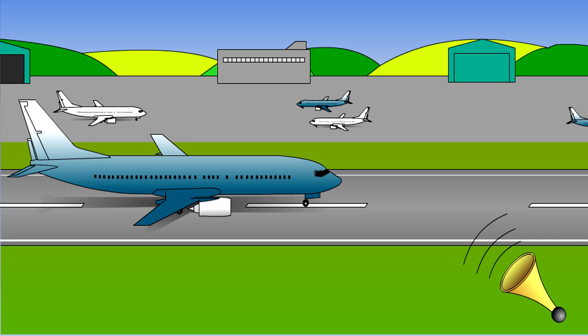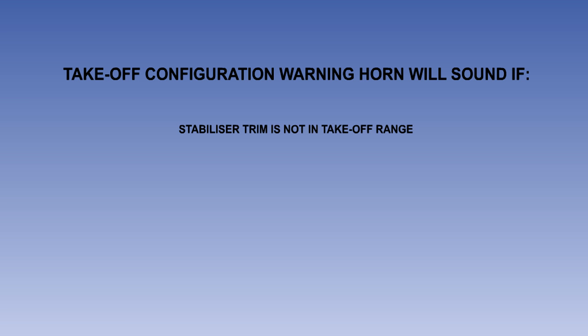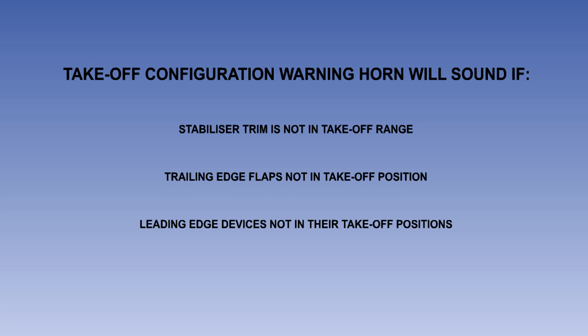if the aircraft is on the ground and the thrust levers are advanced for takeoff, and the stabilizer trim is not in the takeoff range, or the trailing edge flaps are not in the takeoff position, or the leading edge devices are not in their takeoff positions, or the speed brake lever is not in the down position.